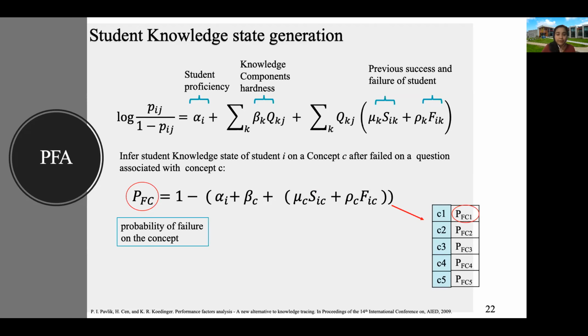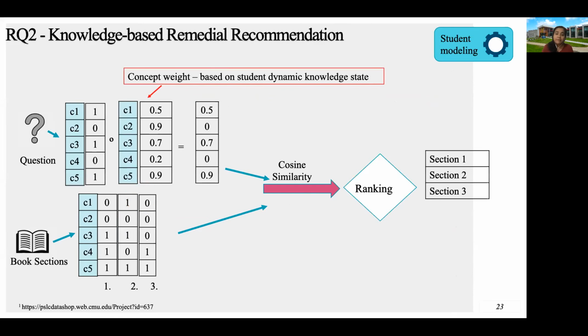The model was trained on student interaction logs, and expert-based concepts were used as knowledge components for training PFA. Once a student failed on a concept, we generated a student knowledge vector by inferring the probability of students' failure on each concept using students' historic data. The hypothesis is the higher the probability of failure, the more importance should be given to those concepts.